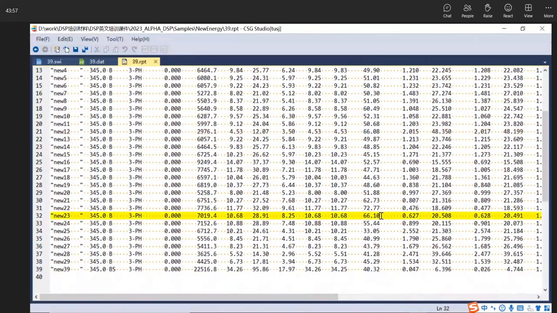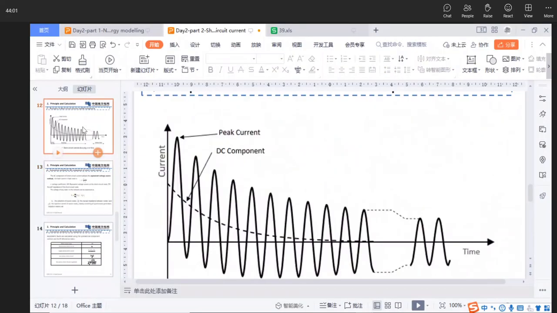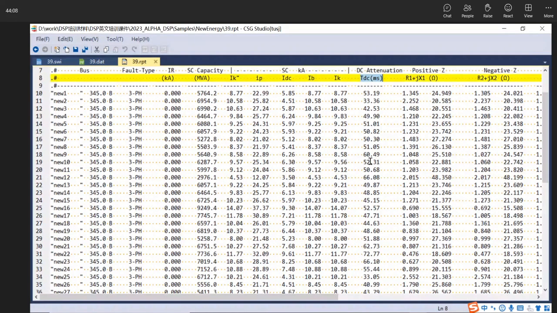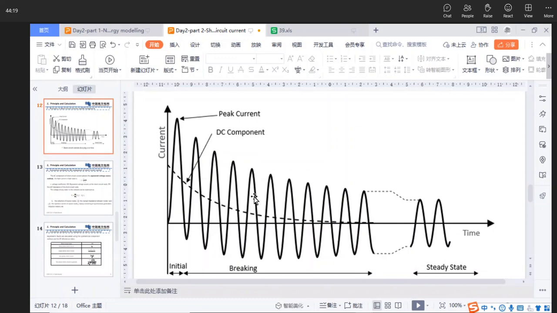And because in this picture, if the TDC is too big, it means the DC component drops slow. And as time goes by, maybe the current is still big enough. And we call this risk.